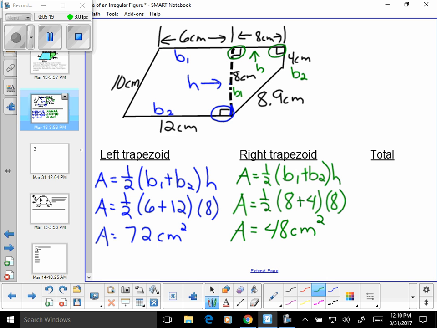Now to get my total, I have to add these two together. Yes, you have to show this. Please use an addition sign because that's the proof of your explanation. Somebody looking at this can say, oh, I know what this person did. They multiplied for the left, they multiplied to get the right. All right, then they added to get the total. And our total will be 120 centimeters squared.